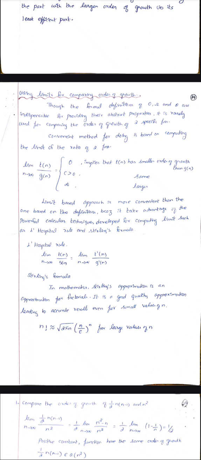A limit of 0 implies that t(n) has a smaller order of growth than g(n), that is, big O. A limit equal to some constant c greater than 0 implies the same order of growth. A limit of infinity means a larger order of growth.